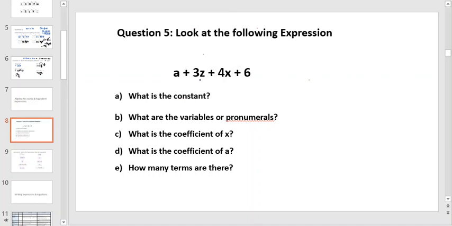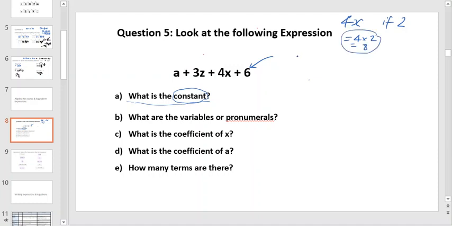We've got a plus 3z plus 4x plus 6. And then the first one says, what is the constant? If you remember the word constant, the actual word means it stays the same. It doesn't change. And in algebra, a constant is just the number on its own. The number on its own doesn't actually change because it's just the number. If I look at 4x, for example, 4x can change. If x was just, say, 2, I would end up having 4 times 2, which is 8.